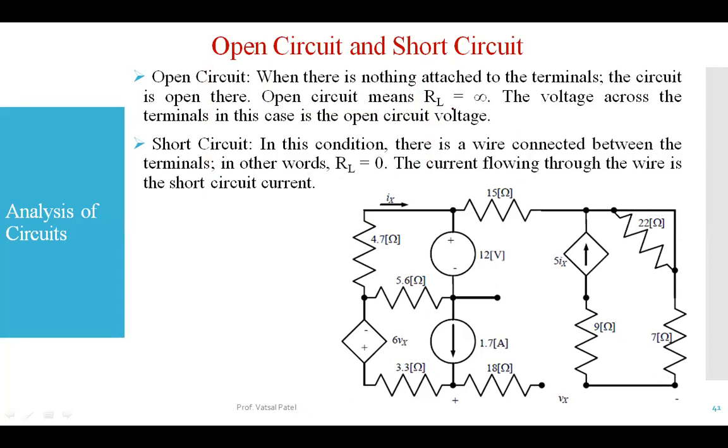The same thing, in the second sentence given here, is about the short circuit. In the short circuit case, a wire is connected between the terminals. In other words, the wire has a very low resistance value, comparatively equal to zero. The current flowing through that wire is called the short circuit current. Right now, both phenomena, open circuit and short circuit, are given in this diagram.